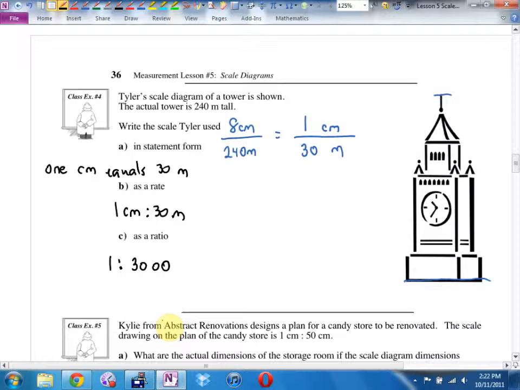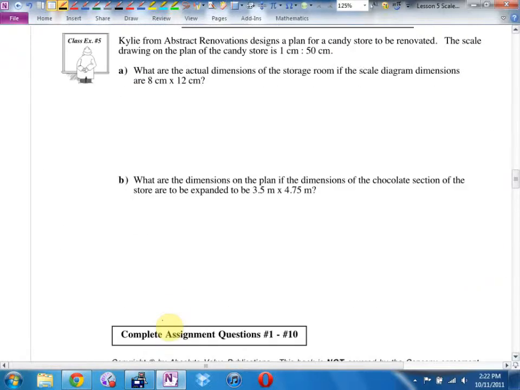Last one, we're done. Kylie from Abstract Renovations designs a plan for a candy store to be renovated. The scale drawing on the plan of the candy store is 1 centimeter is the same as 50 centimeters, so it's a 1 to 50 scale. What are the actual dimensions of the storage room if the scale diagram is 8 by 12? Okay, we'll have to deal with the 8 and the 12 separately because they're two different dimensions. Says here that my scale is 1 centimeter is the same as 50 centimeters.